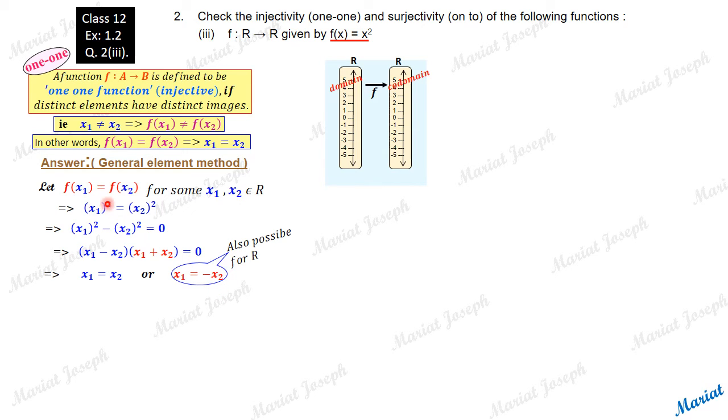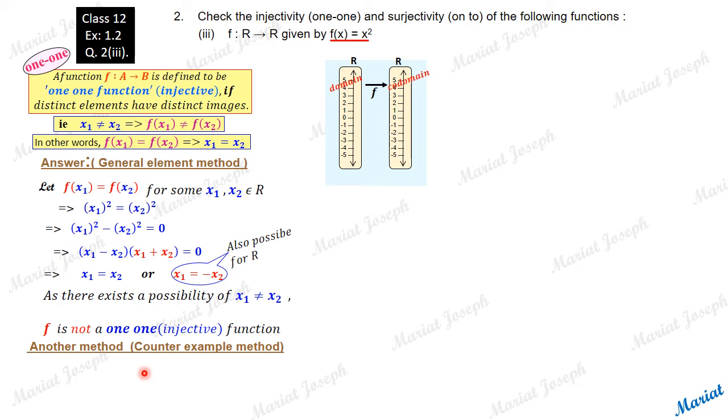So these two images could be equal, not only by having these two equal, but also another way. So this could not strictly imply the equality of the pre-images. Therefore, we conclude this function is not a 1-1 function. It did not follow the definition. It's not a 1-1 function, or in other words, it's not an injective function.